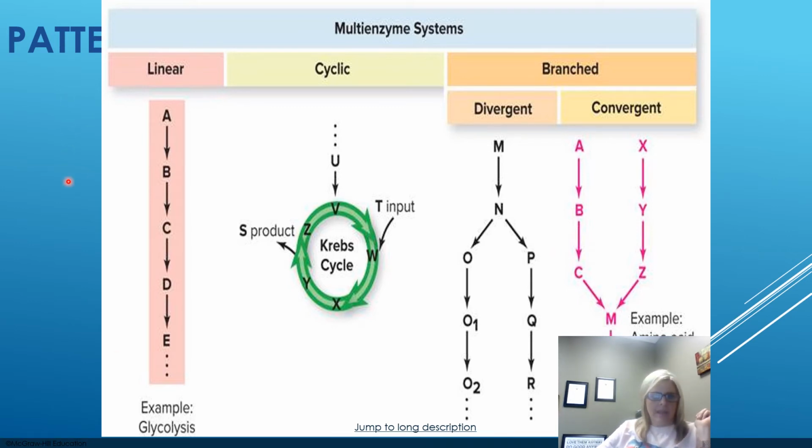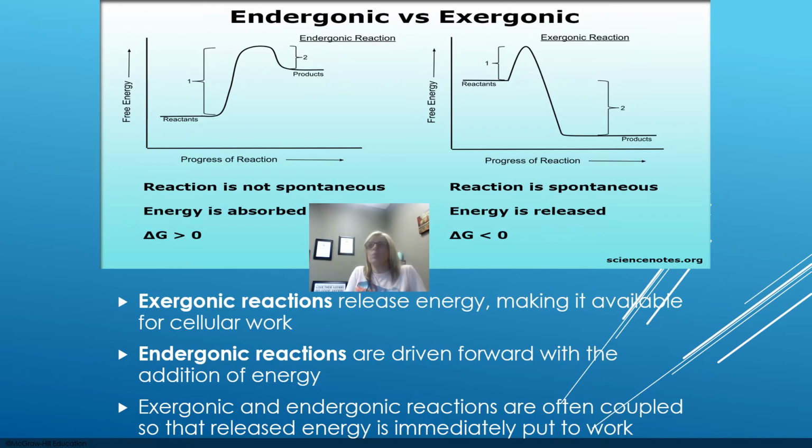You've got a linear pathway here, like glycolysis was linear. We kind of went in a straight line, right? Krebs cycle is more cyclic. Divergent is where you can go two different directions. Convergent is where you're going to come into one particular direction, like making amino acids. So this brings us to endergonic versus exergonic reactions.